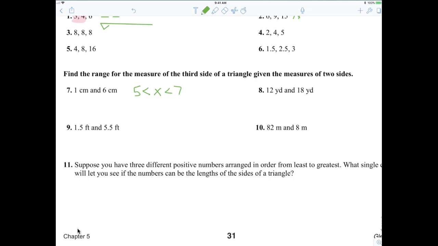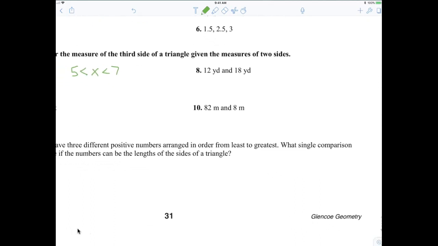Less than the sum and greater than the difference. So here we go. The third side would have to be less than what? And greater than? Yep, quite a range. Number 10, it would have to be less than? Less than 90 and greater than? Take your time on 82 minus 8, guys. Slow down.